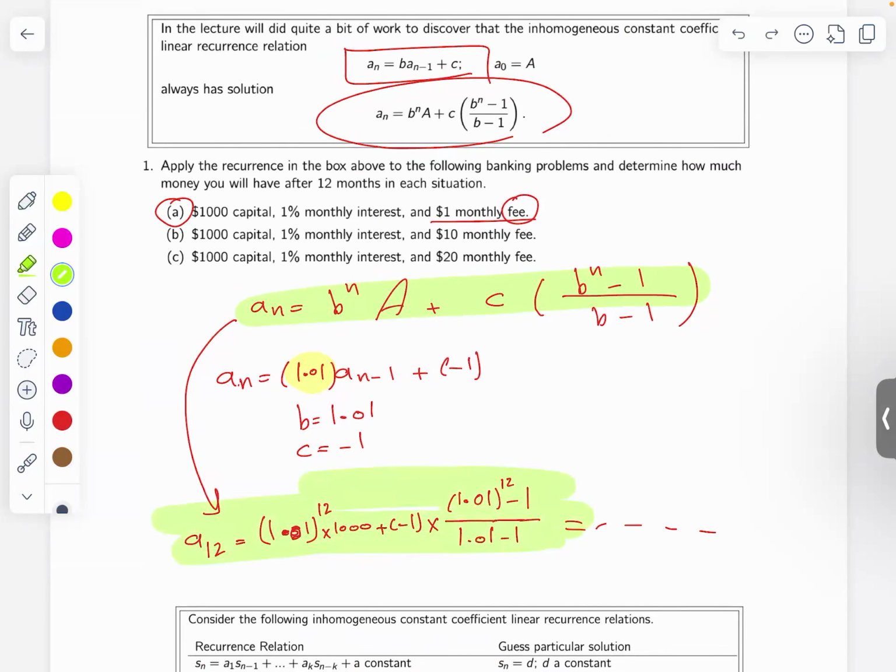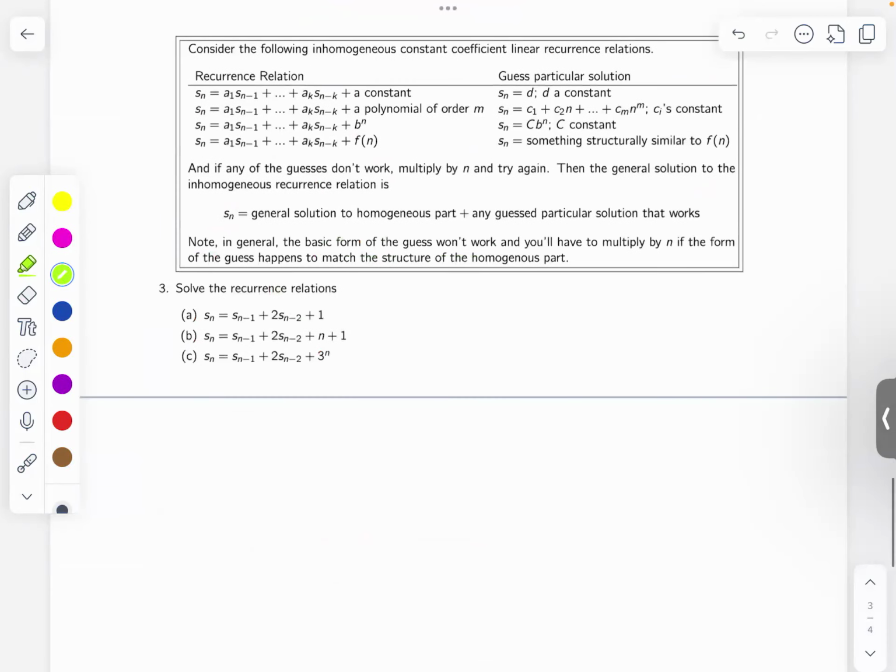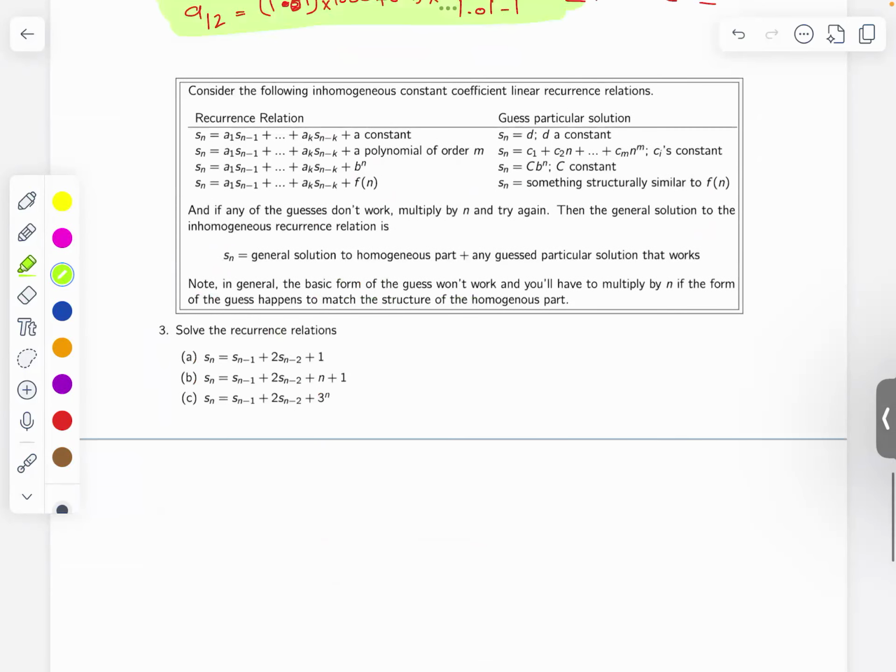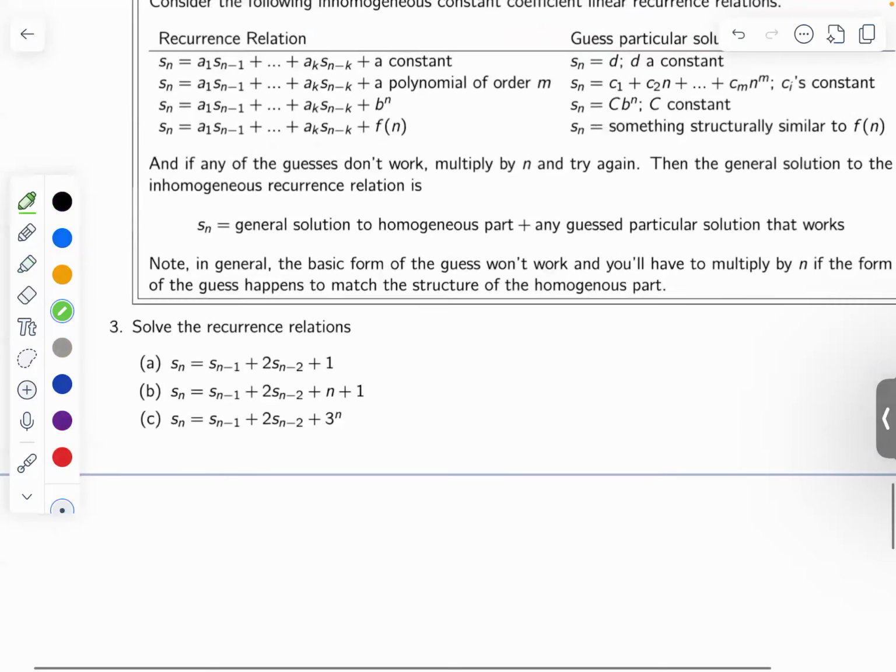Okay. So question 3 is you will have exactly one question from here in your final exam for sure. So you see this one here. S_n, n minus 1. What's the order of this one? Over 2. Order is 2.